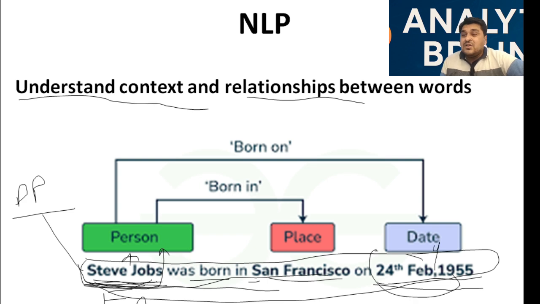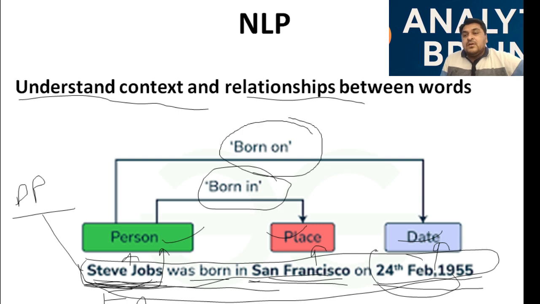Entities are specifically the names or the nouns which categorize the words into different vocabulary. If we say Steve Jobs, Steve Jobs is a person. Wherever we find a name like Robin or David, all of those will fall under the category of person. 24th Feb 1955 is a date, so this will fall under date. San Francisco is a location, or you can say a place, so this will fall under the category of place. These are all broad-level entities, and these entities help us identify the relationships between them.